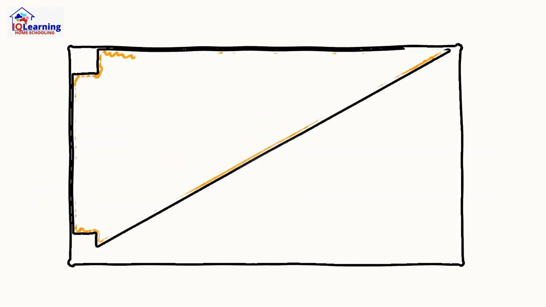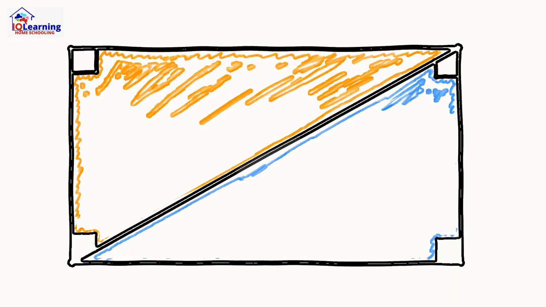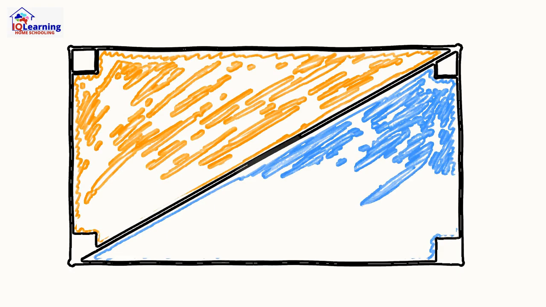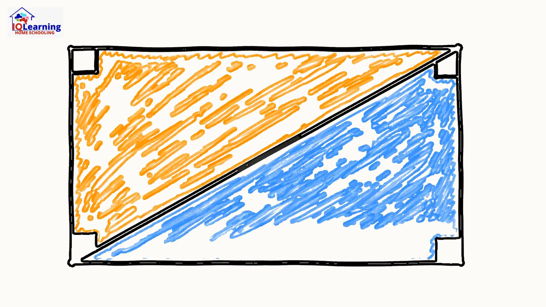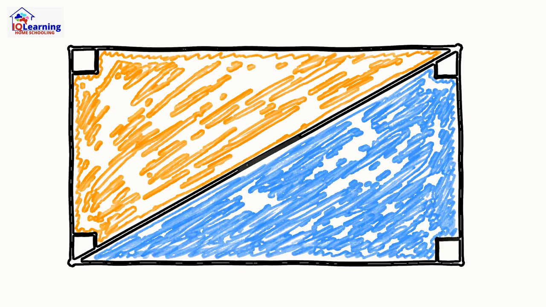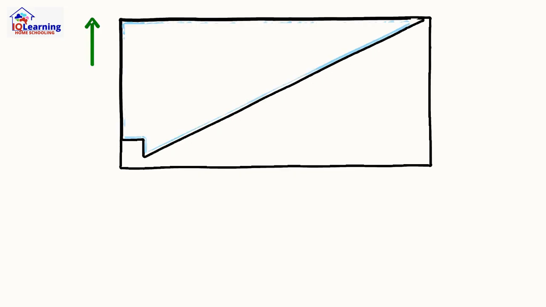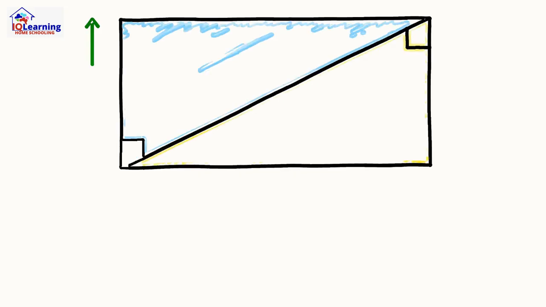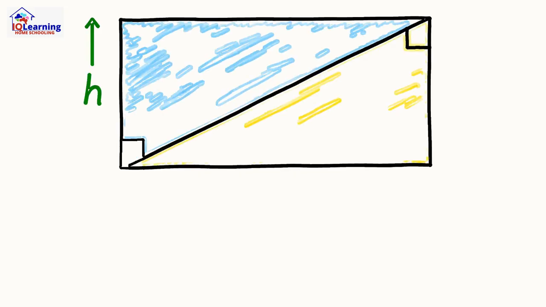Picture a perfect rectangle. Now, draw a diagonal line from one corner to the opposite one. You've just created two identical right-angled triangles. The area of the rectangle was its base times its height. So the area of one of those triangles must be half of that.